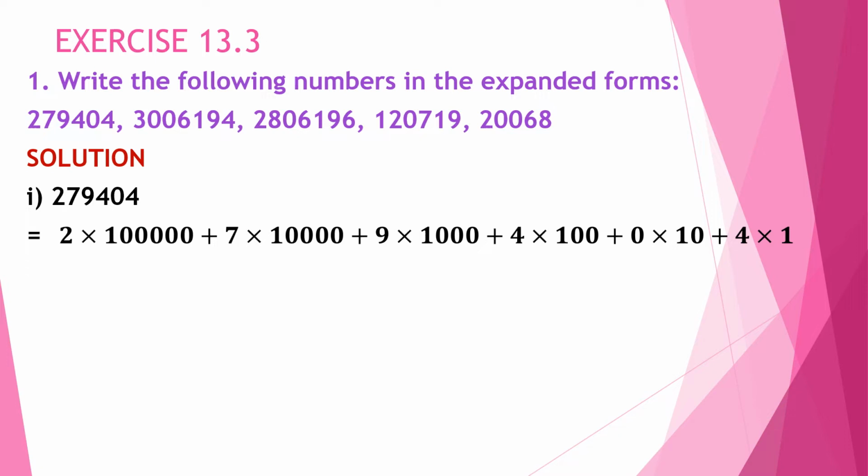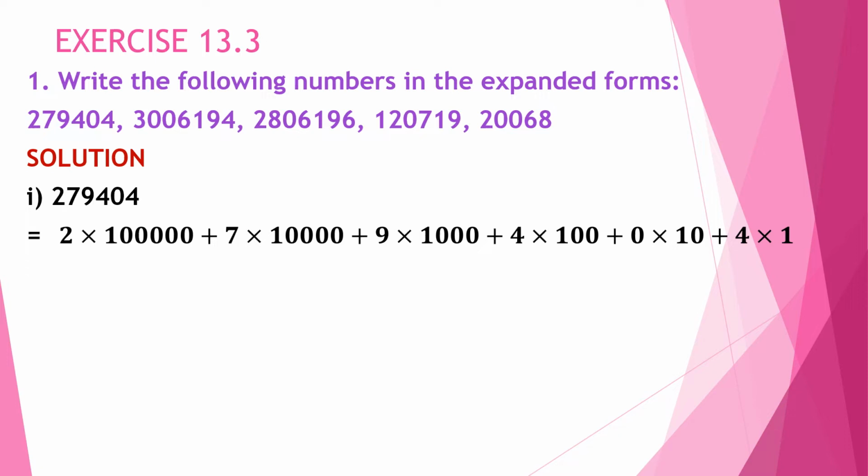9 lies in the thousands place, so 9 multiplied by 1000 and so on. So 4 into 100 plus 0 into 10. This is up to you. Either you can write 0 into 10 or you can omit this one. Directly you can write plus 4 into 1.